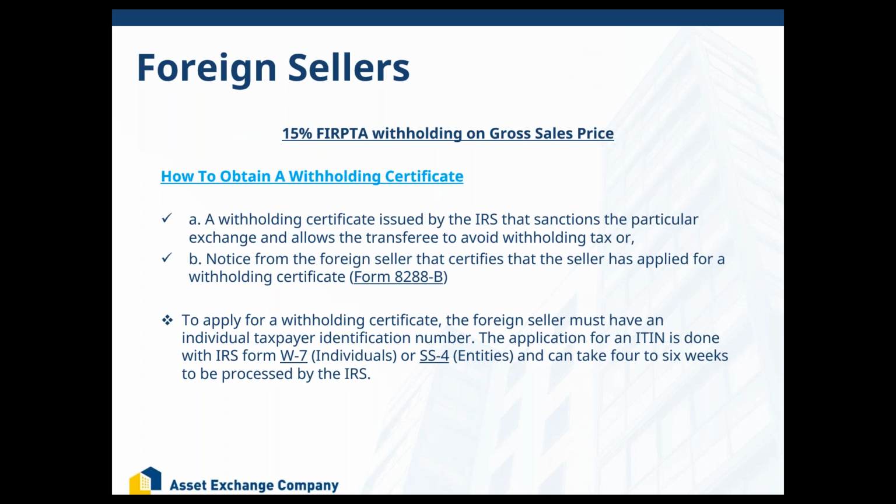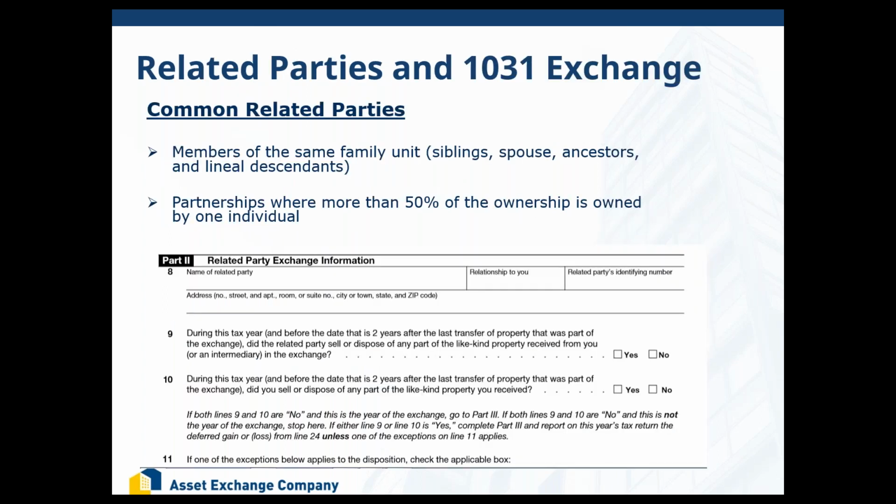All right. Now, related parties in 1031 exchanges. If you're going to sell to a related party, or you're going to be purchasing a property from a related party, you need to be really, really careful when it comes to a 1031 exchange. Related parties are your spouse, your kids, your grandparents. If you own 50% or more in an entity, that's considered a related party.